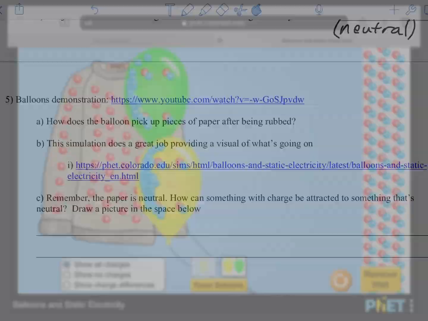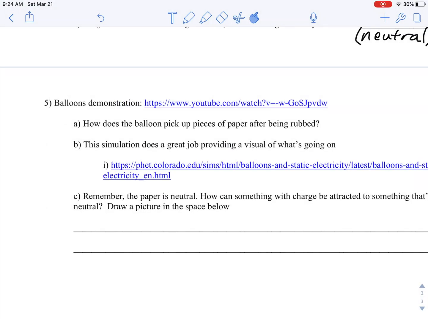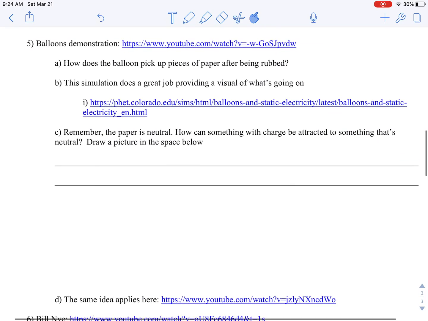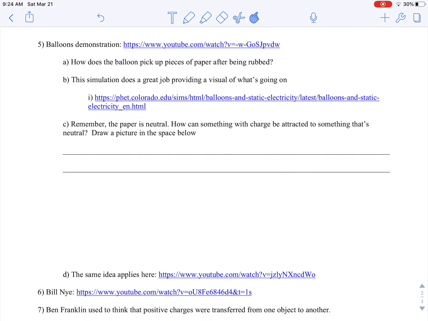Now let's get back to Notability. Okay, so let's try to answer why the balloon picks up the pieces of paper. How does that happen? So in C it says, remember, the paper is neutral. How can something with charge be attracted to something that is neutral? Draw a picture in the space below. So I'm going to draw 2 pictures. I'm going to draw before rubbing the balloon and after rubbing the balloon. So let's do our before picture here.